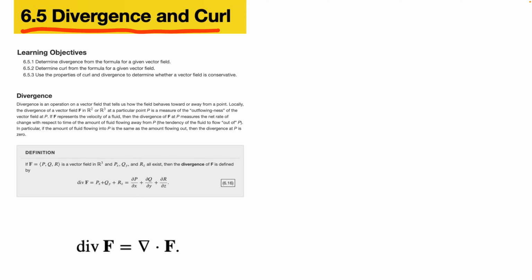6.5 Divergence and curl. We want to go over these operators, which are called divergence and curl. They are differential operators. And we apply both the divergence and curl to vector fields.